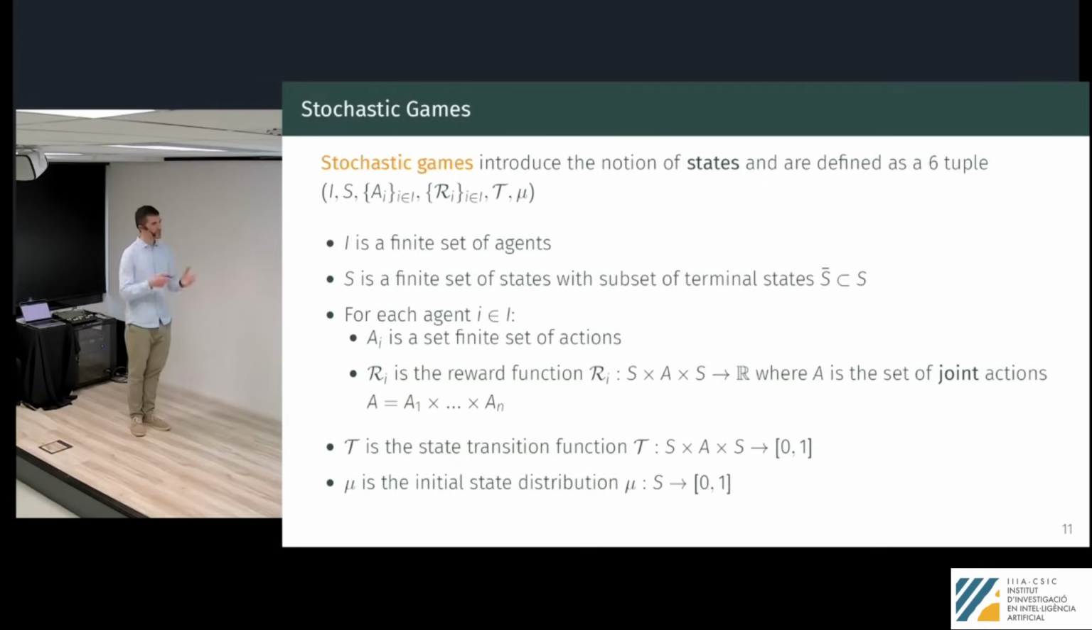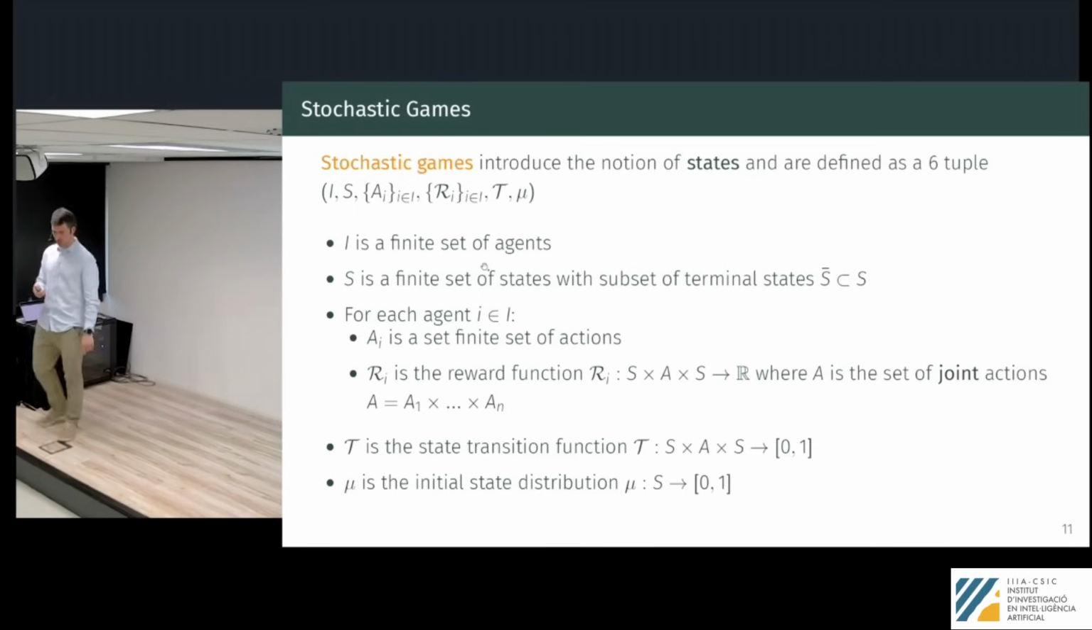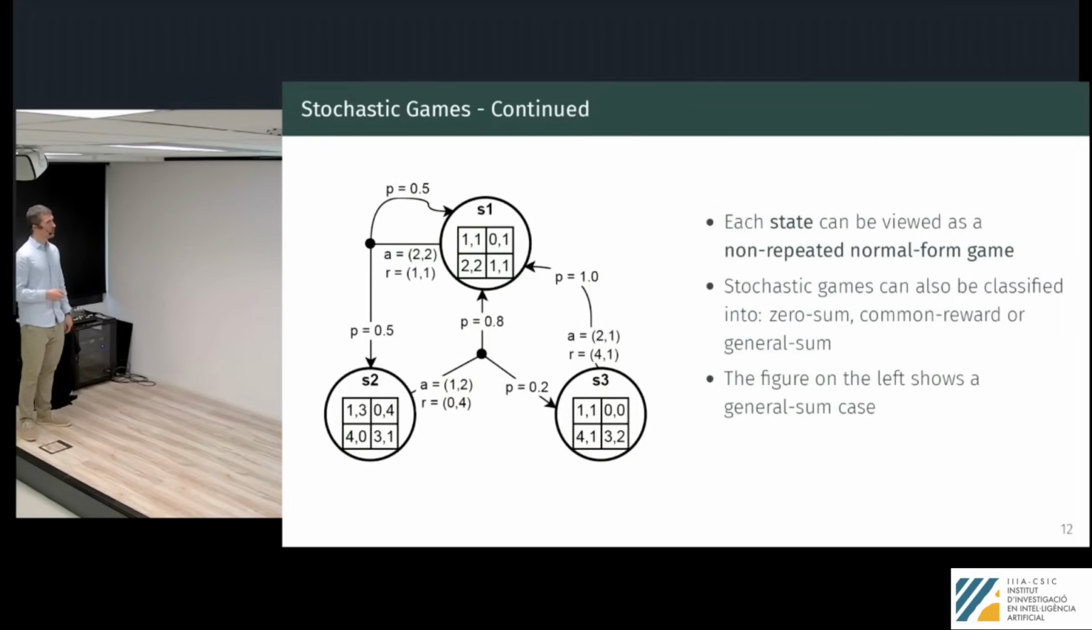So it looks very similar to MDPs. You can recognize certain elements like the transition function and the initial state distribution and so on. And it looks similar to the normal form games because you can recognize that there are these individual reward functions which are defined over the joint actions. And also there's this number of the agent sets. So you can see how they're all special cases. We can write this down.